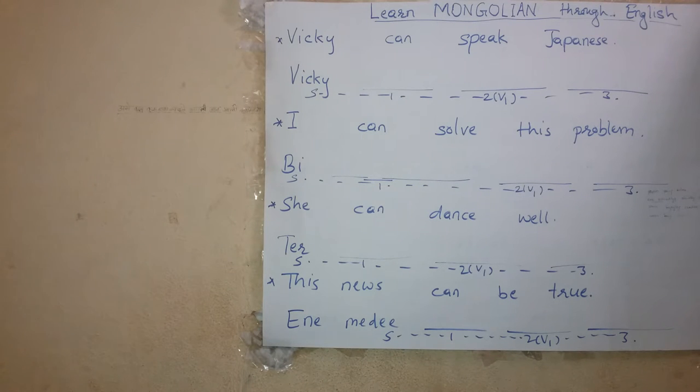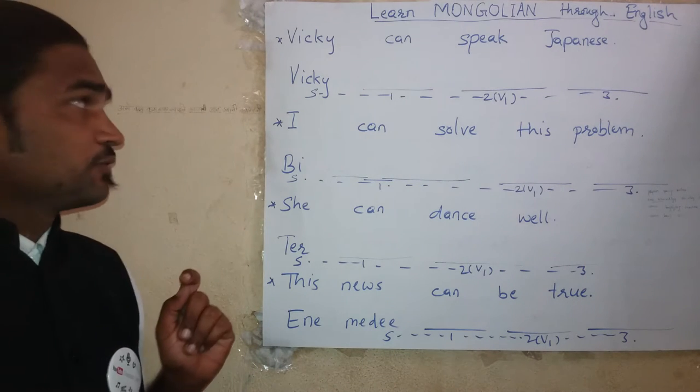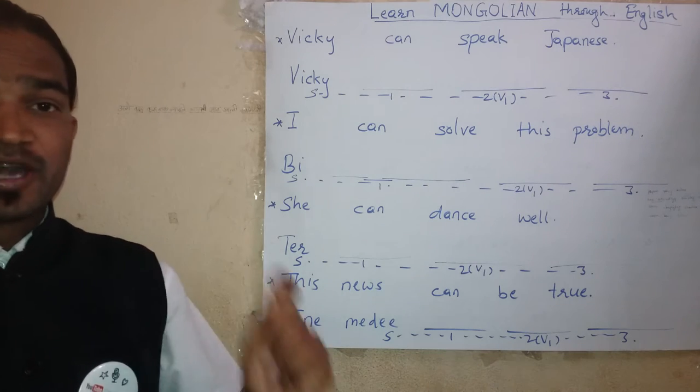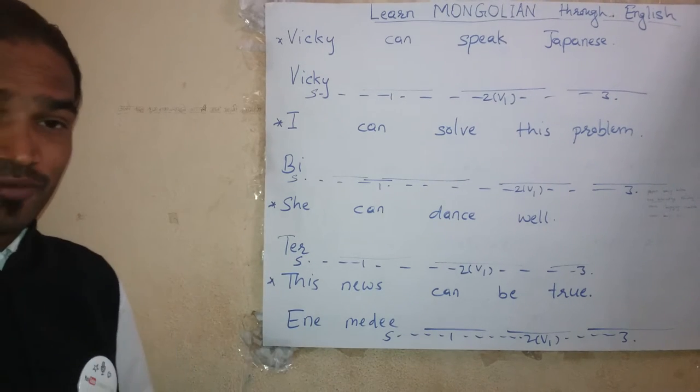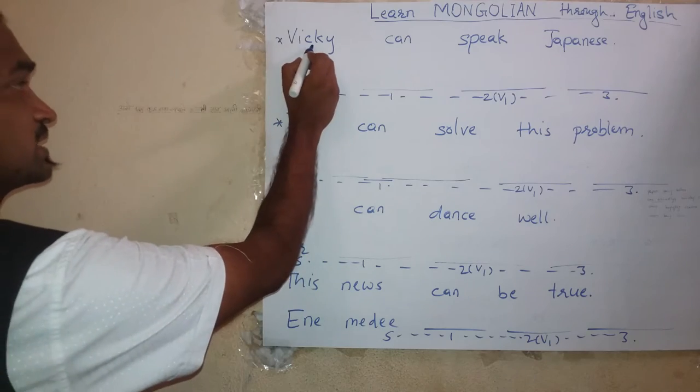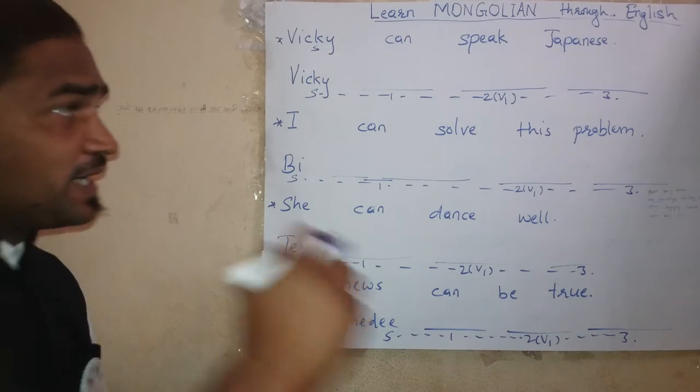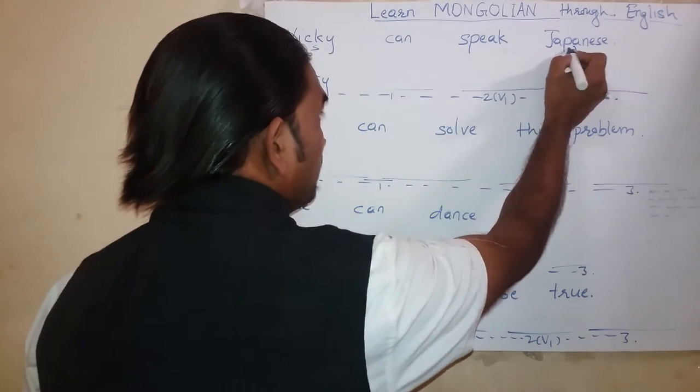Now, we are going to learn Mongolian language. Vicky can speak Japanese. We have to speak this sentence in Mongolian language. First, we have to find out the subject. The subject is Vicky. After finding the subject, we should directly go to the end of the sentence.